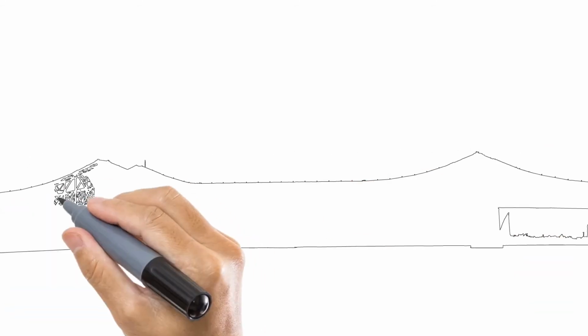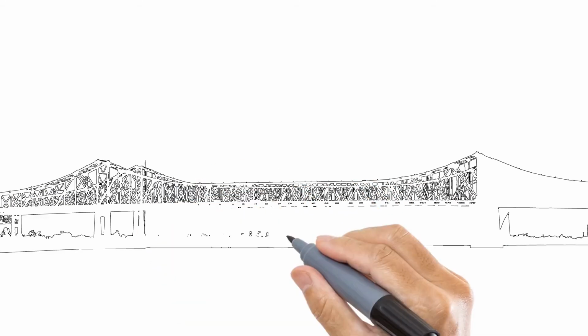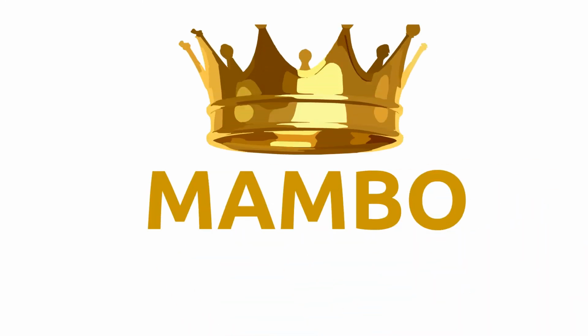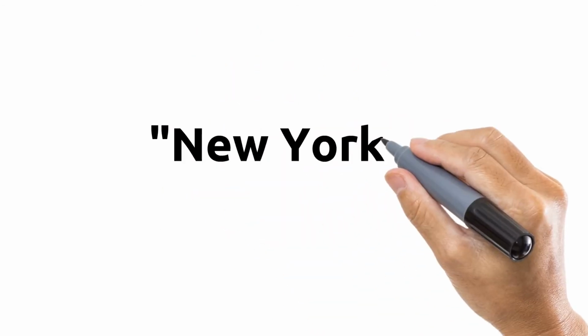But like a bridge, this led to the stepping pattern that many use when dancing New York-style salsa today, version number 4. The modern mambo step. Known as the Mambo King, New York dance instructor Eddie Torres popularized the step known as the New York 2 or the Eddie Torres 2. Here, he made a few changes to the stepping sequence.